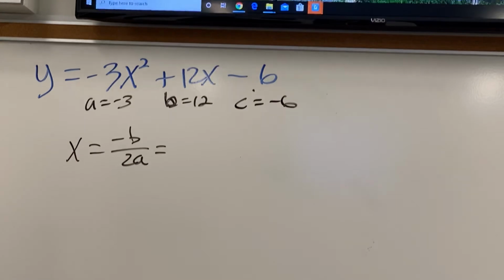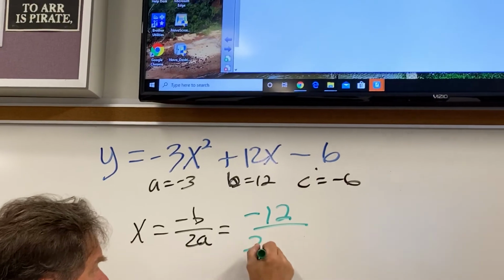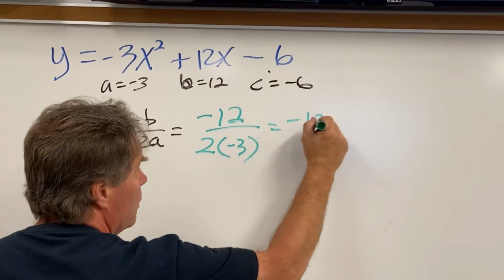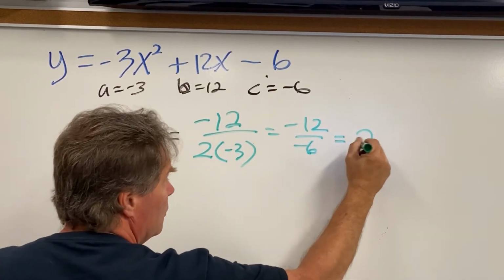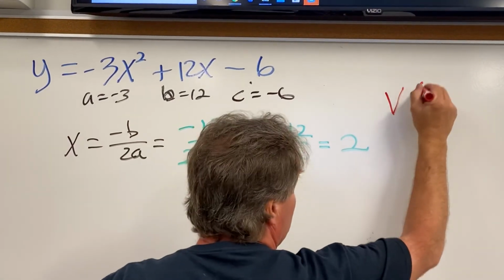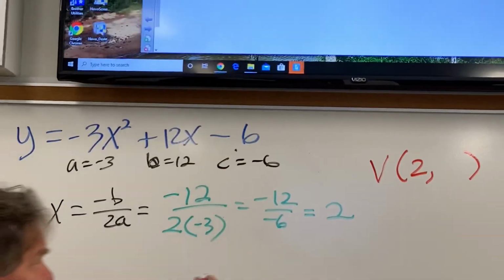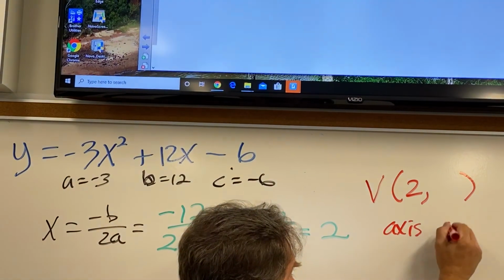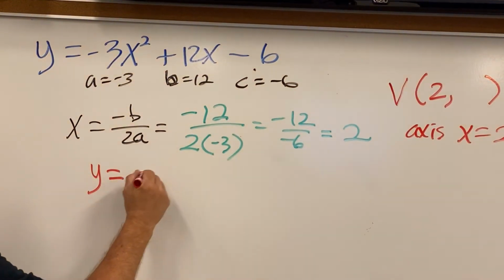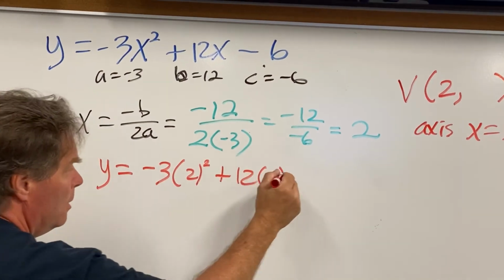Okay, so x equals negative b over 2a. The opposite of 12 is going to be negative 12 over 2 times negative 3. So that's going to be negative 12 over negative 6, which is regular 2. So the x coordinate of the vertex is 2. The vertex is 2 something. Okay, and that makes the axis of symmetry also x equals 2. And let's figure out the y coordinate.